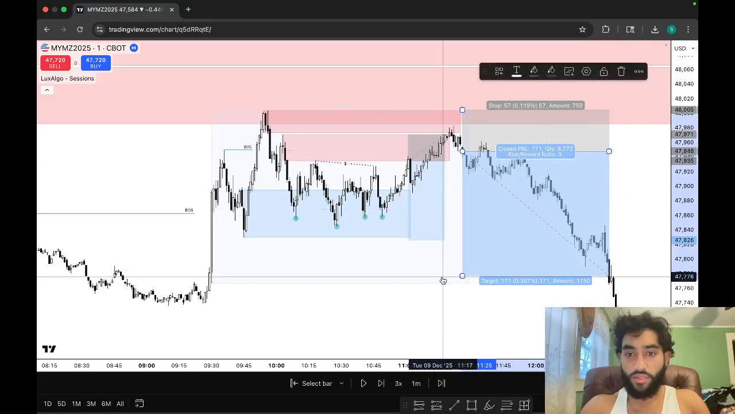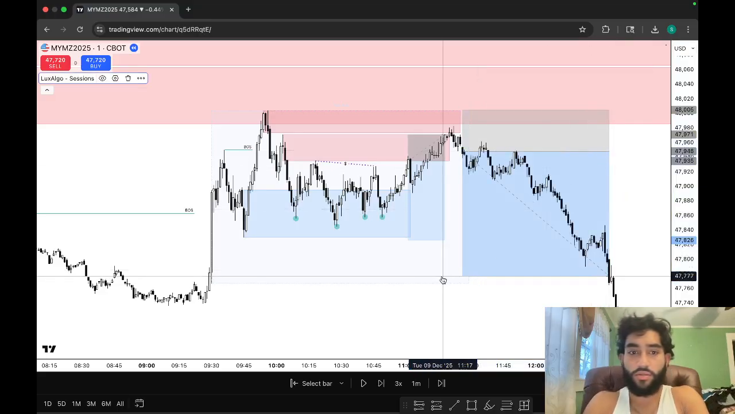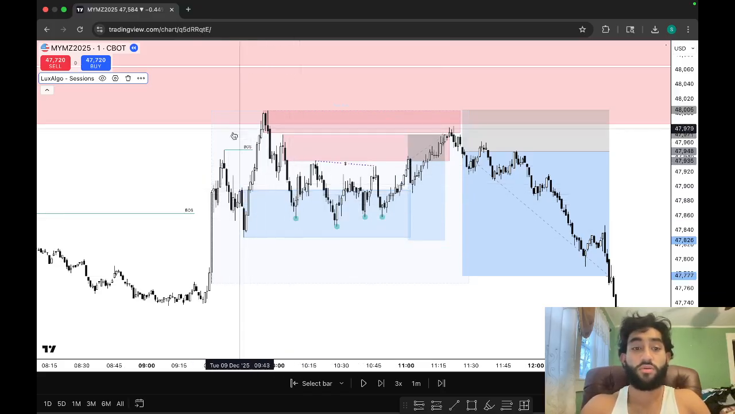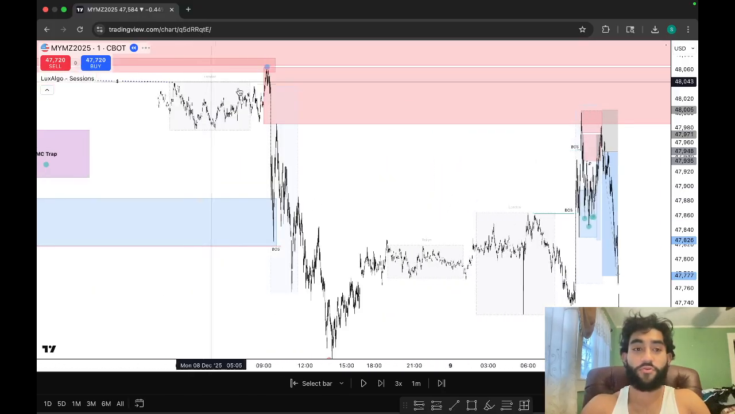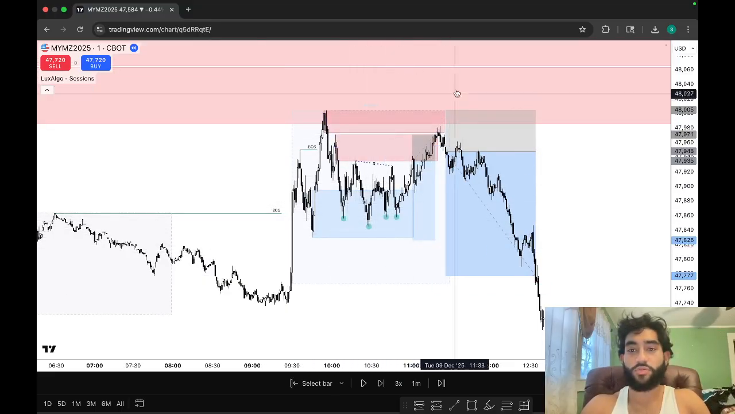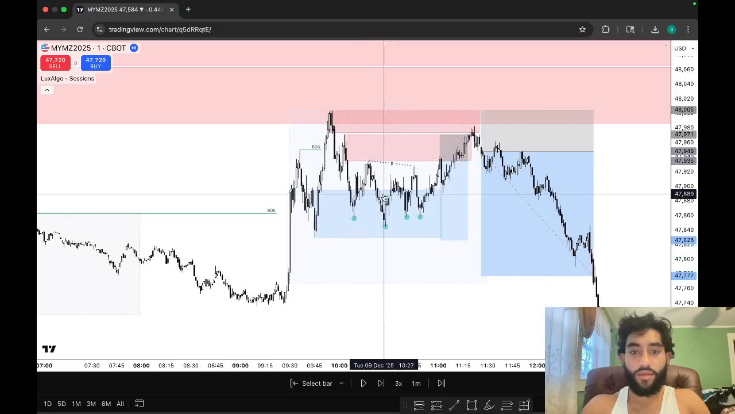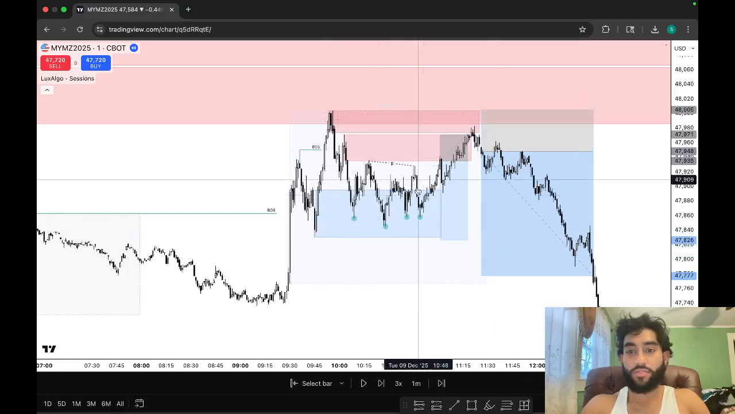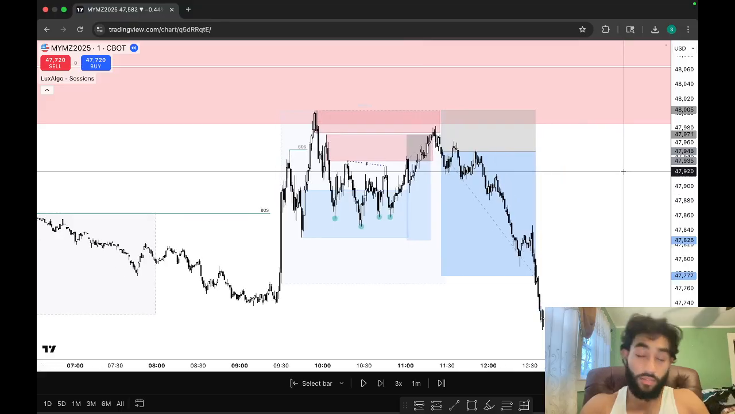So this was an excellent read on the market to understand just because there's a lower time frame demand doesn't mean it's going to hold. You have to read the higher time frame narrative. You understand? All these touches, what were they? They weren't just price gearing up for a huge bullish move. They were gearing up to sweep the early buyers. That's all that was.